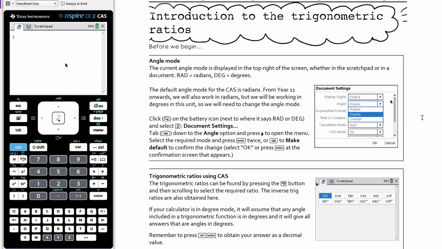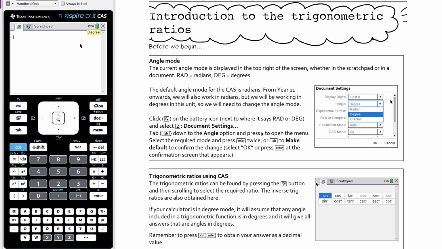However, it means that we need to be a bit careful about the mode that our CAS is in. Now, mine's actually in the right mode here, but the default angle mode for your CAS is radians. You can see the current angle mode of your CAS by looking in the top right hand corner of the screen, where I can see that my CAS is in degree mode. I can see this little deg written here, and when I hover my cursor over this region, I see the word degree come up. So I'm in degree mode.